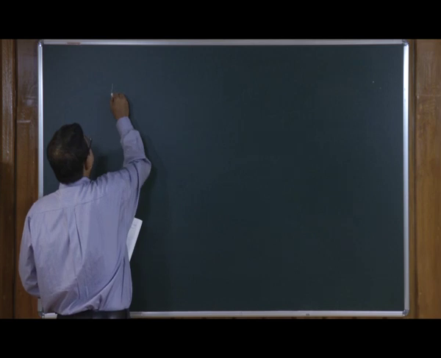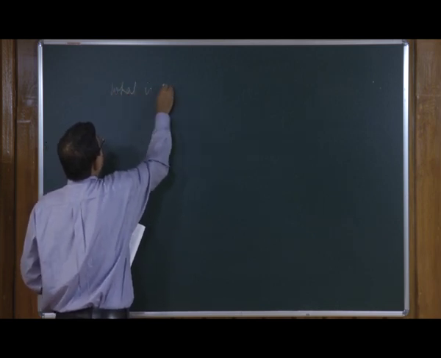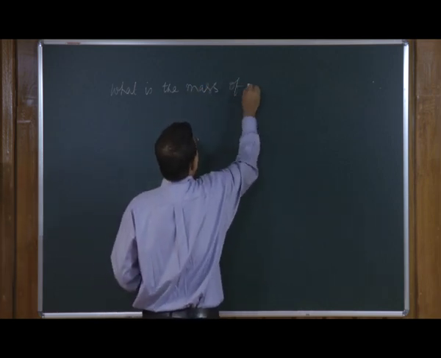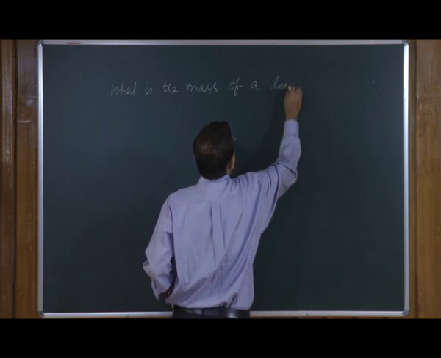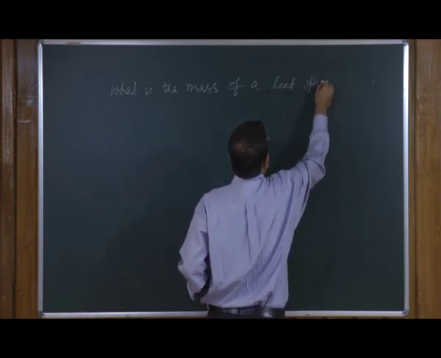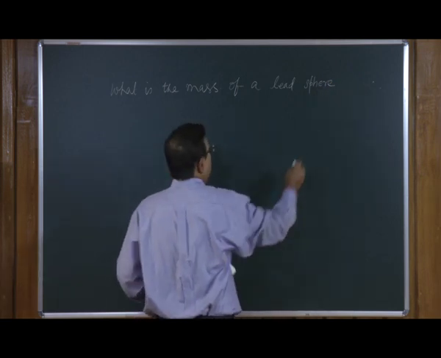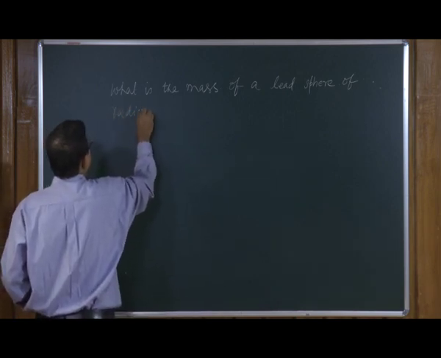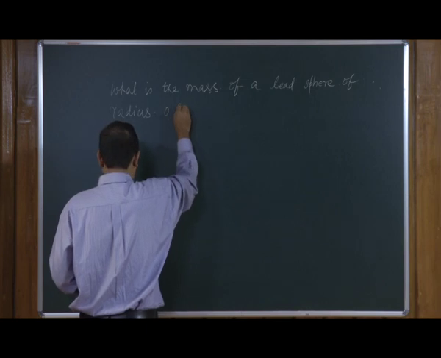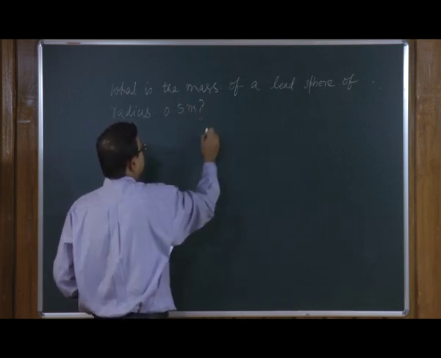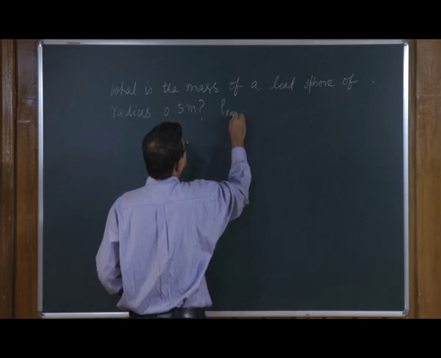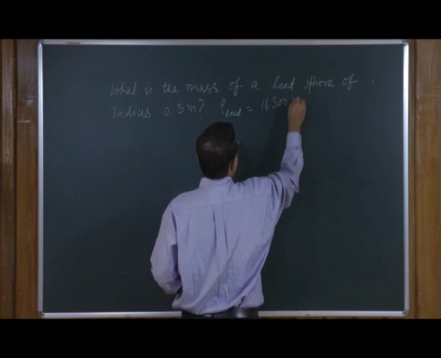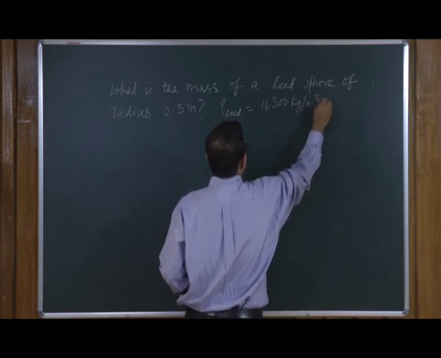So, what is the mass of a lead sphere of radius 0.5 meter, given that the rho of lead is equal to 11,300 kg per meter cube.